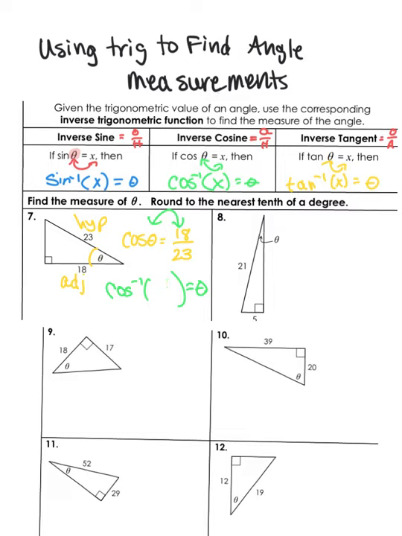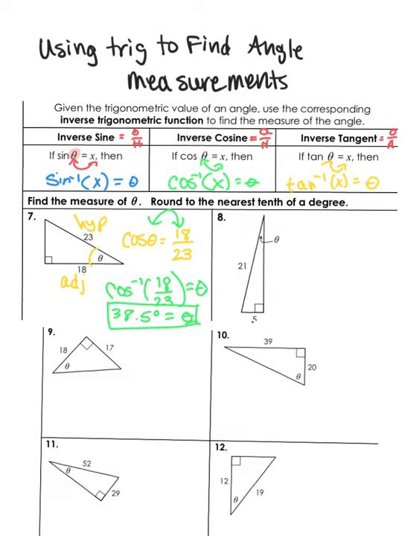So in my calculator, I'm going to do the inverse cosine of 18 over 23, and I'm going to get 38.5 degrees. Again, make sure that you are in degree mode. If you're in radian mode, you're going to get something different, and it's going to give you the wrong answer.